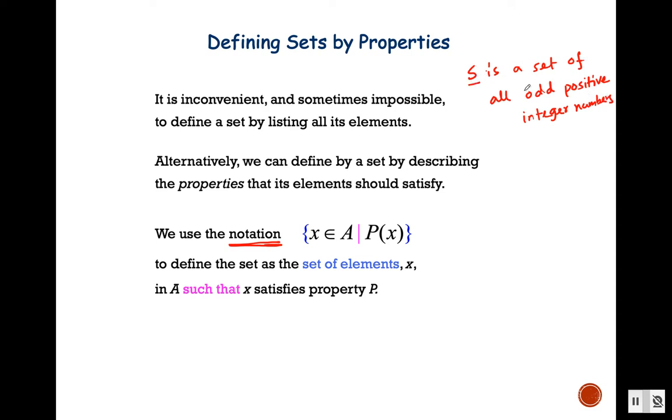Now S is a set of all odd positive integer numbers. Alright, what does that mean? So S can have 1, 3, 5, 7 and so on. That means I cannot actually end. It's not possible to list all the odd positive numbers here. There are going to be a lot of numbers and it's not possible to list all of them.